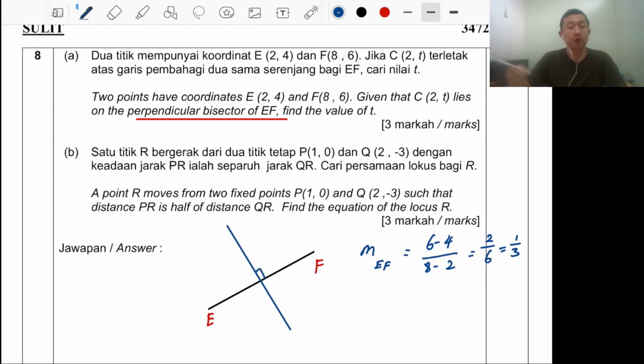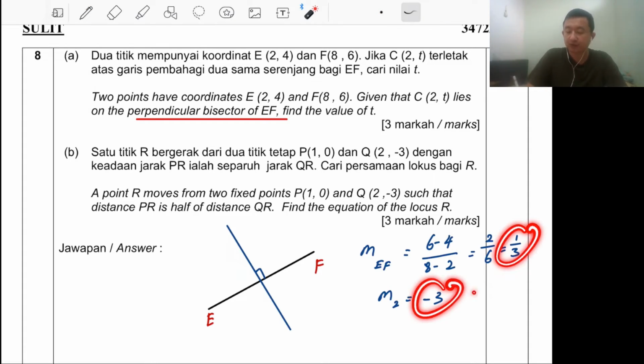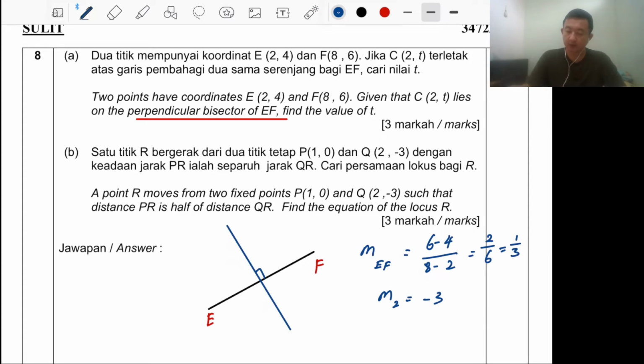So the gradient of EF is 1 over 3. So the gradient for this line is 1 over 3. Therefore, the gradient for this line, the perpendicular line, should be negative 3. Because when you have this multiplied by this, it should be negative 1. Right? m1 times m2 equals negative 1. Okay, now the gradient of this line is negative 3.